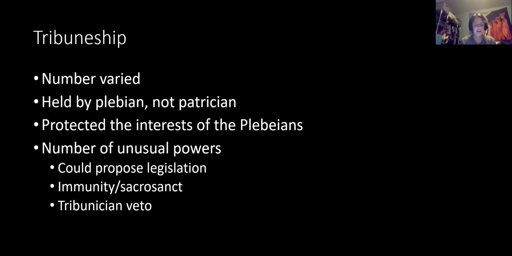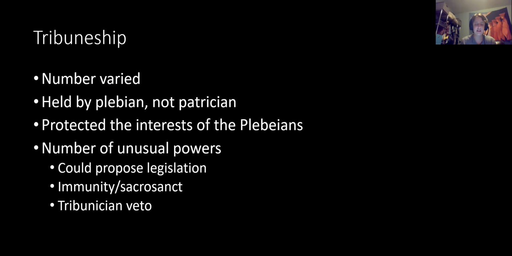Finally, the only magistracy that was held solely by plebeians: the tribune. The number of tribunes elected each year varied throughout the Republic. As a position held by plebeians and voted on by the plebeians, their goal was to protect the plebeians. In order to do this without the advantages of the wealth and prestige that the patricians had, the tribunes were granted a number of unusual powers.